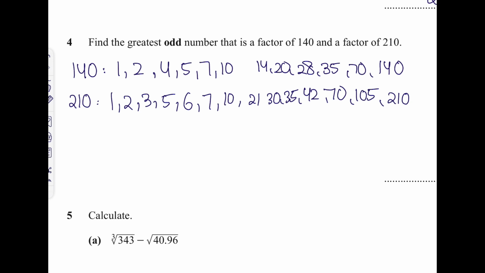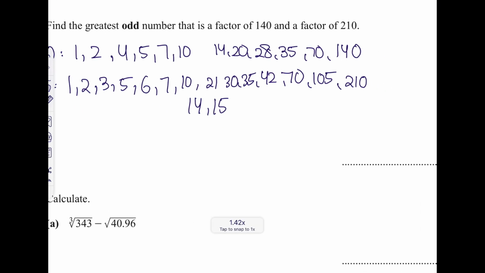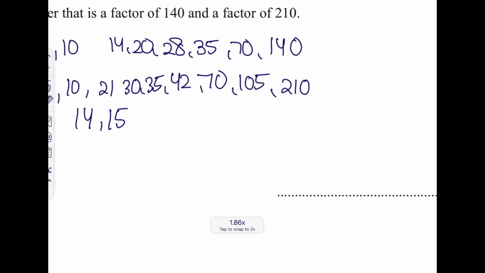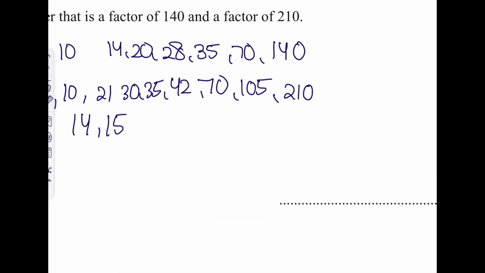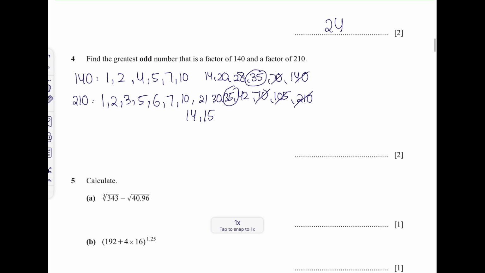I'm just gonna write the remaining ones down. Would it be 11? No. 12? No. 14? 14 times 15. So I got 14 and 15 as well. Now if you look from the last part, because I defined the greatest factor, it can't be 140 or 210. No. 70. Okay, 70 is an even number, so we can't consider that as well. But if you see 35 is common, it's odd, so it would be 35, obviously.